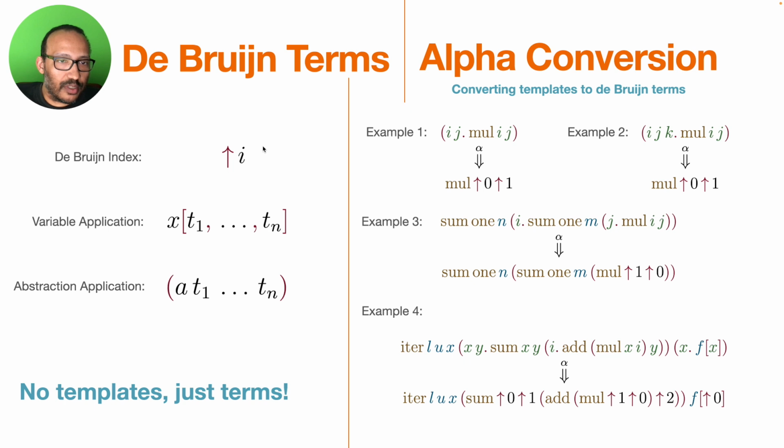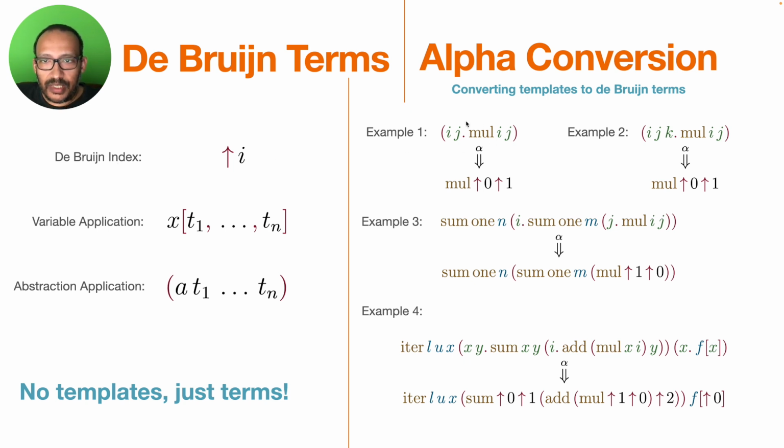And so de Bruijn terms are made up of de Bruijn indices, variable application, and abstraction application again. So note that we have again just three cases. And this time we don't have any case for templates. That case has been replaced by the case for de Bruijn indices. So there are no de Bruijn templates, there are only de Bruijn terms.